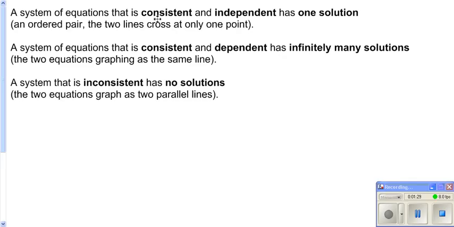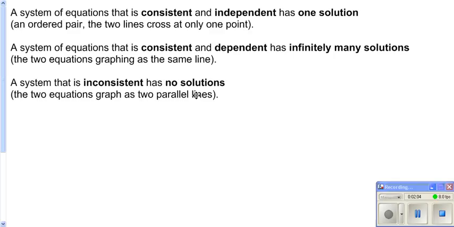So basically, if there's only one solution where your two lines cross at only one point, then it's considered a consistent and independent system. If your two lines are basically the same line, one on top of the other, then it's also consistent, but is then dependent. It has infinitely many solutions. And then we also have your two lines being parallel. It's inconsistent and has no solutions.